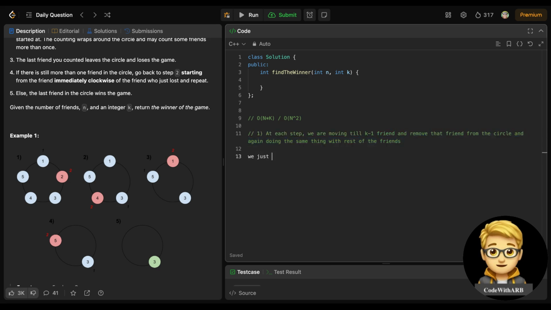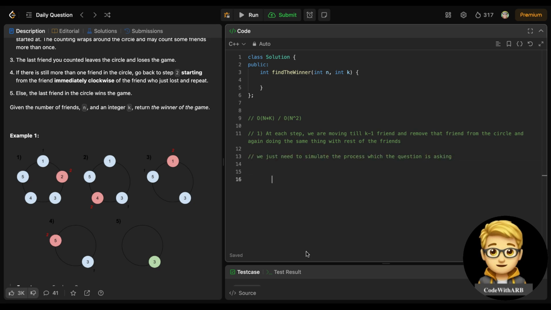We just need to implement, we just need to simulate the process which the question is asking, right? We just need to do that, but how will we do that?